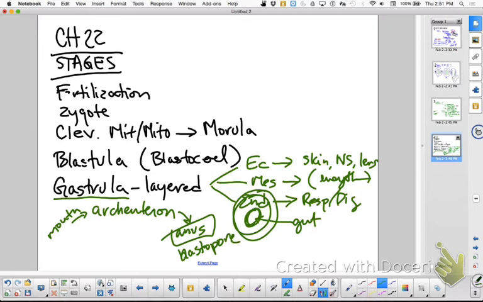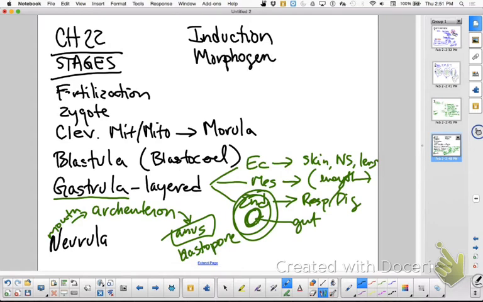Okay, what stage follows gastrula? Neurula. And this is the beginning of your spinal cord. How does the neurula form? Because the notochord induces the epidermis above it to fold in. Remember that? That is a great example of induction. So words you want to know are things like induction, morphogenesis, morphogens, differentiation.